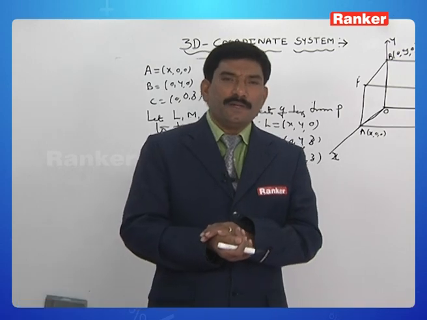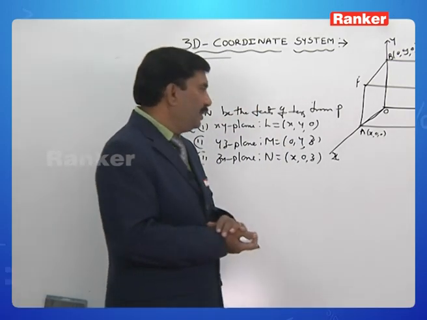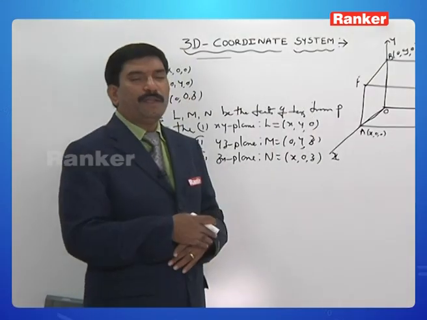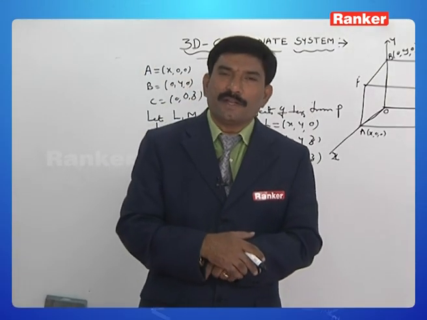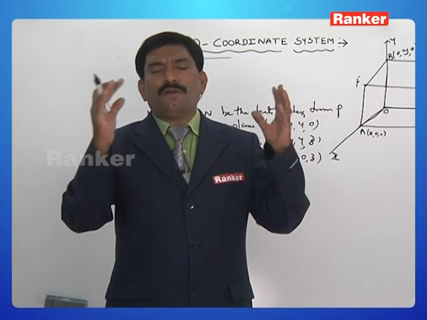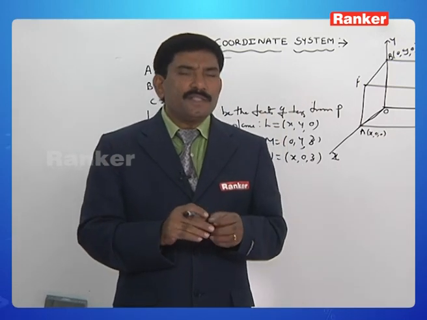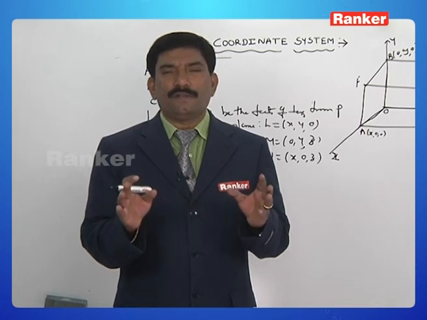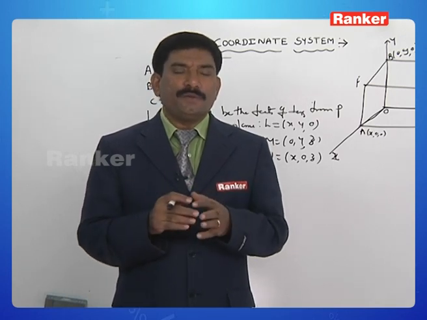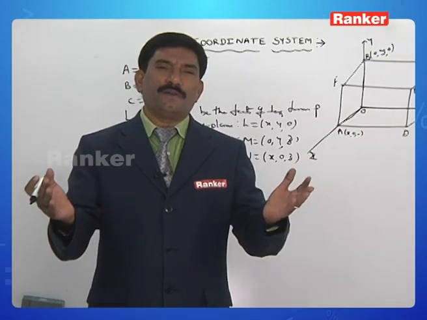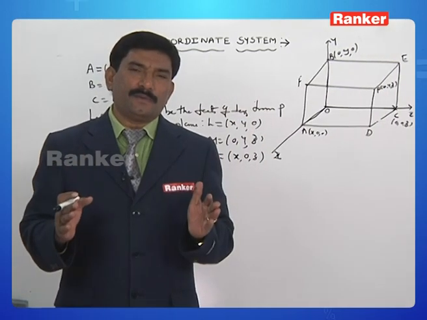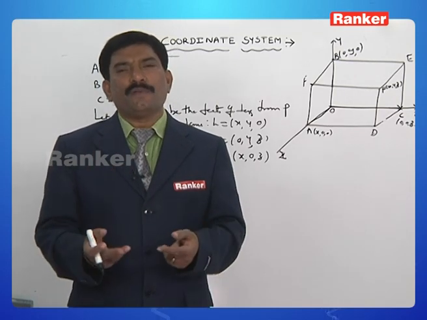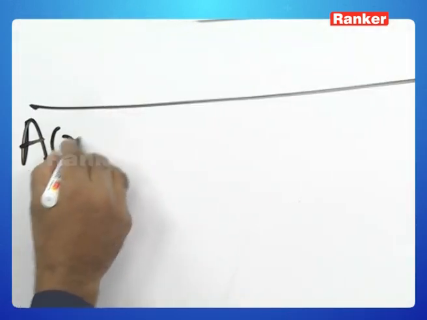Yes, next let us find the distance between LM, MN, NL by knowing the distance between two points. As we know already, the distance between two points in the 2D coordinate system, A(x1, y1), B(x2, y2), is defined as AB equal to the square root of (x2 minus x1) whole square plus (y2 minus y1) whole square. In the same fashion here also you can find it. Let us see.